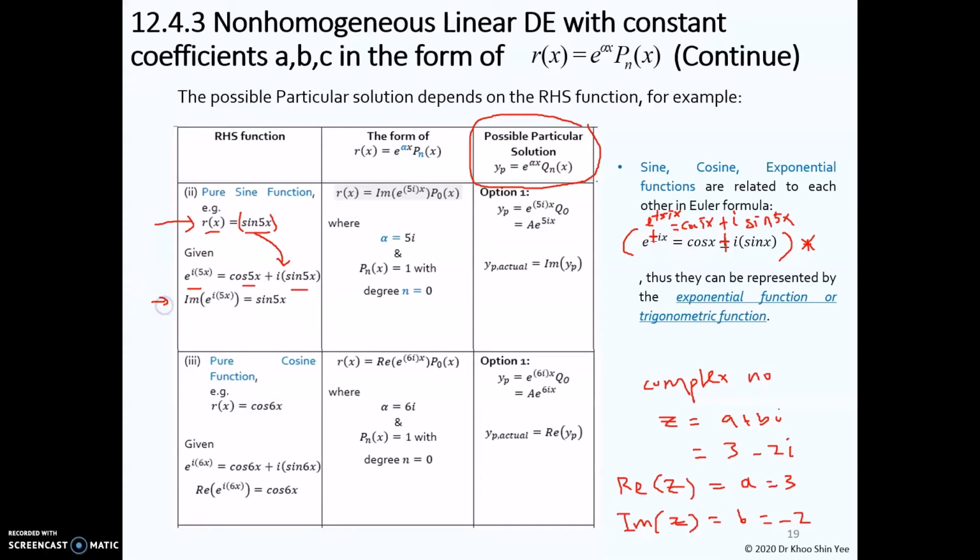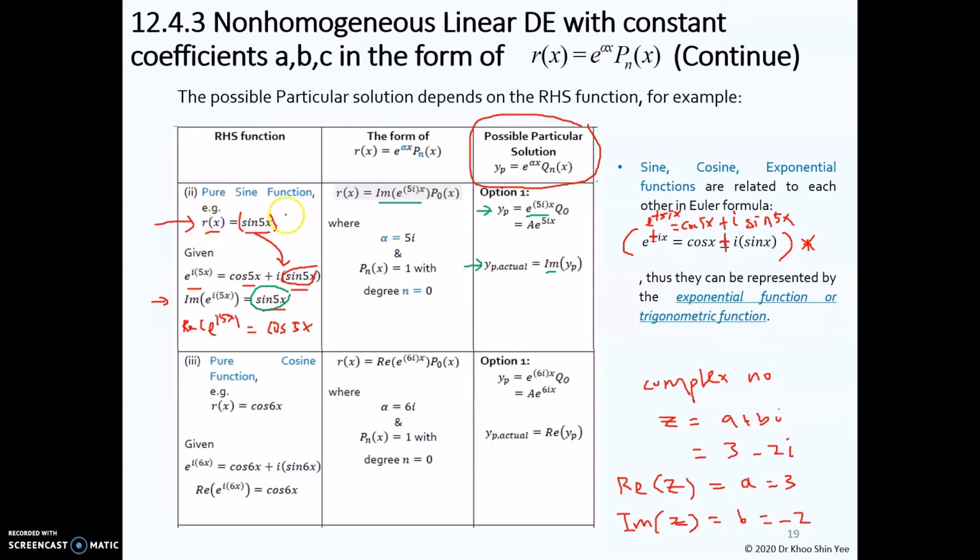Therefore, when we take the imaginary part for the exponential i pi x here, you will take the sin pi x, which is at the imaginary part. If you take the real part of the exponential i pi x here, then it will be equal to the cos pi x. Since the sin pi x is equal to the imaginary part of the exponential i pi x, we can propose the particular solution equal to the exponential i pi x. And later on, you know that the actual particular solution is equal to the imaginary part of this.